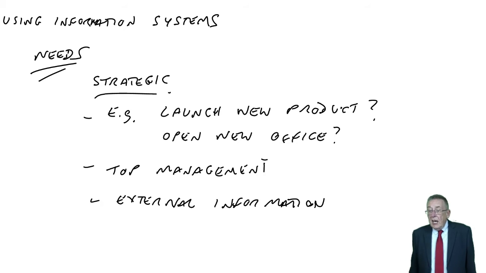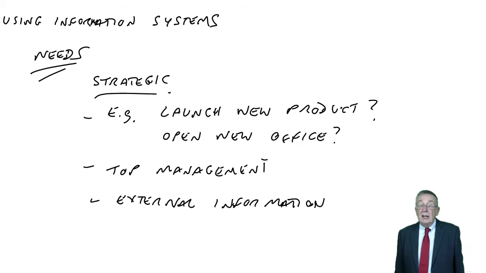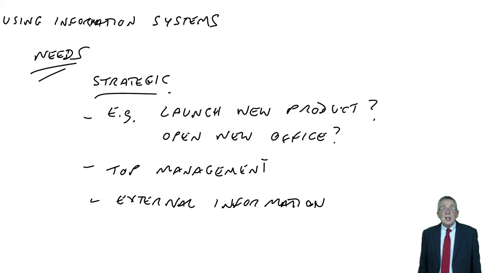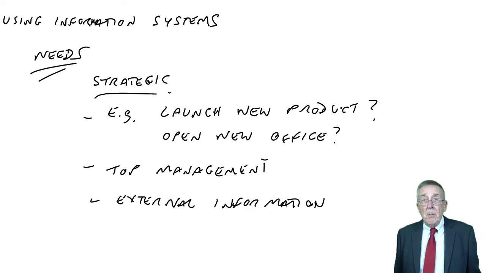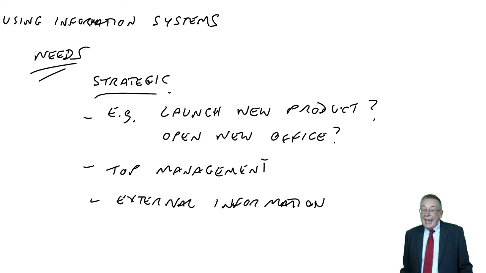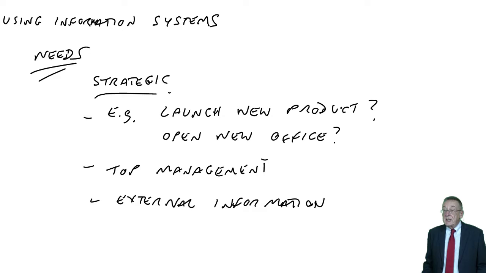Things like, are there any other companies making the same product? Is there any competition? If there is, what sort of prices are these other companies charging? A lot of the information we'll need will be external. What's the demand likely to be for the new product? Maybe we have to have research done. But it's very much top management, long-term decisions, external information.